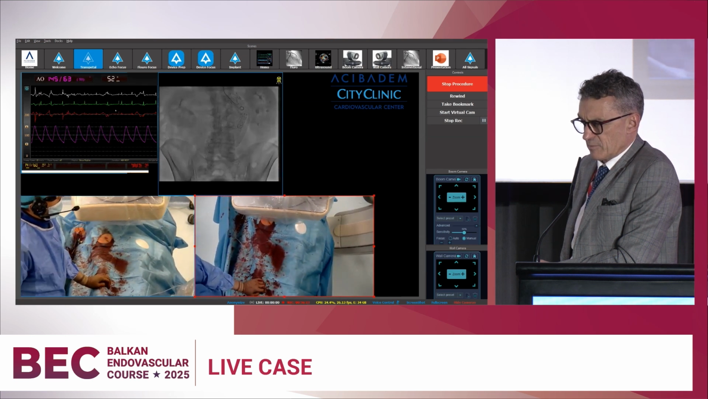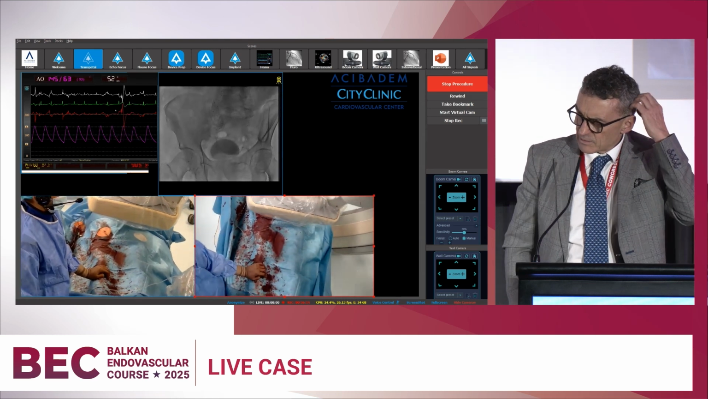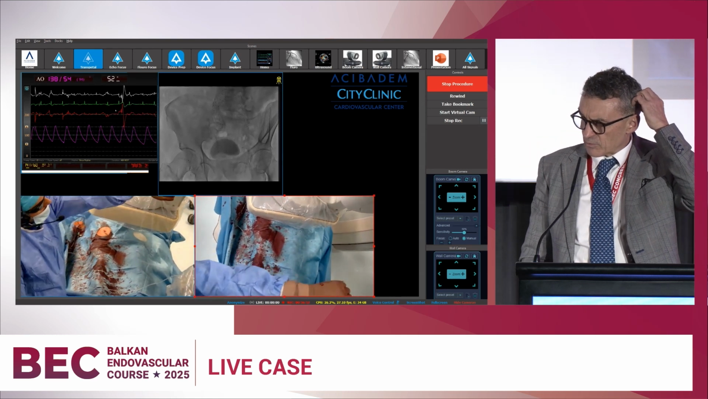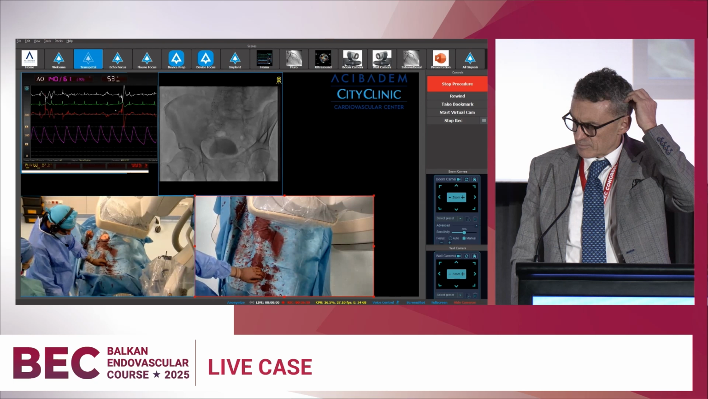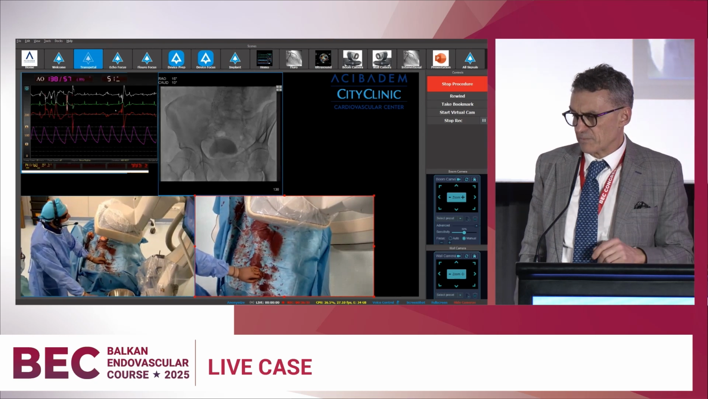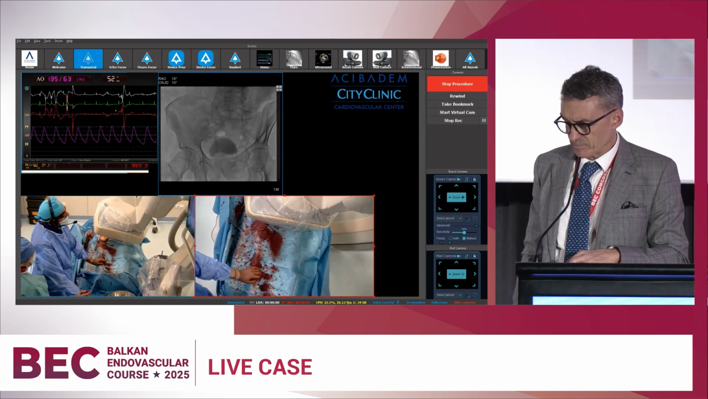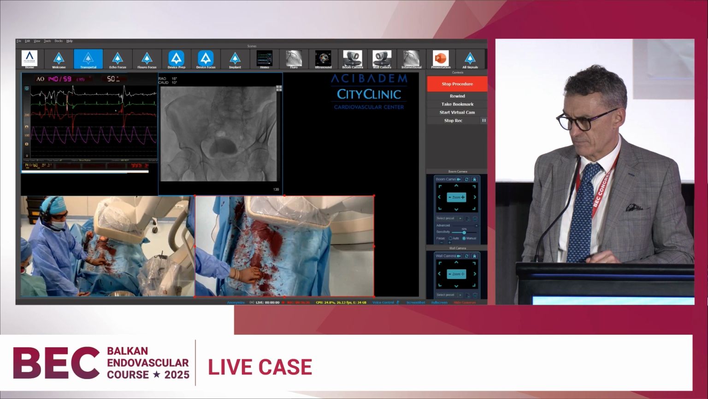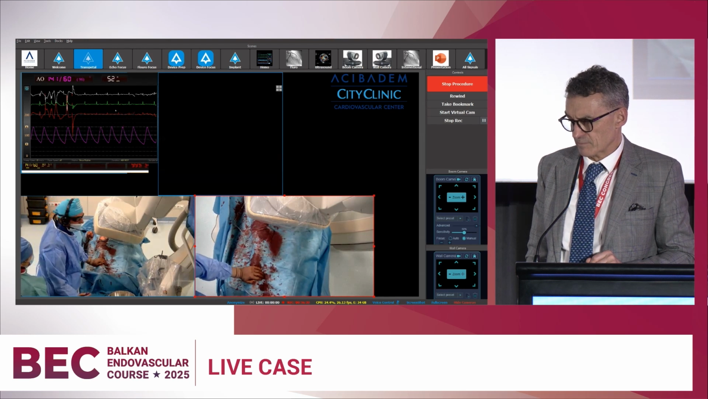Let it be. I want to be sure of the contralateral iliac artery. Yes. For the external iliac artery. For the hypogastric. Yes. Excellent. Very good.